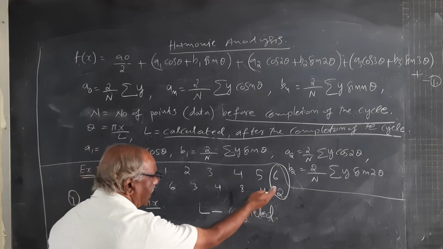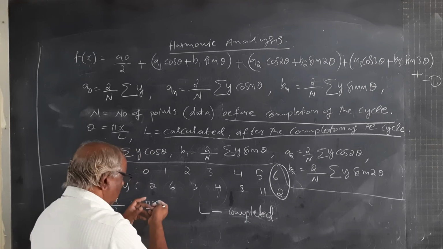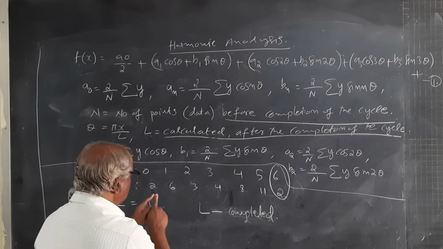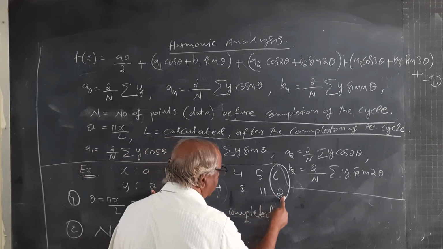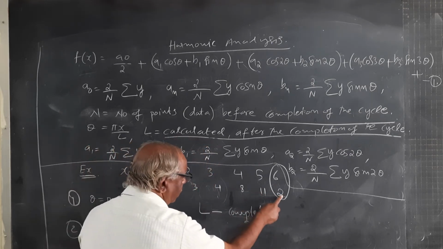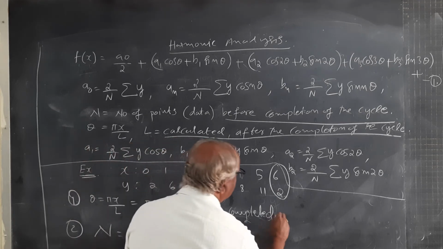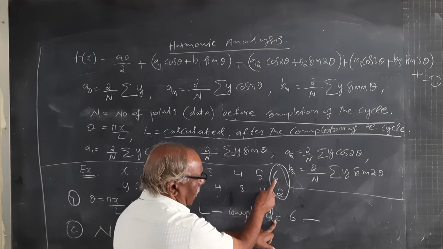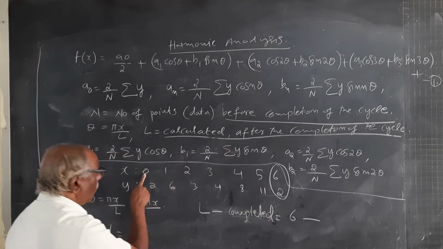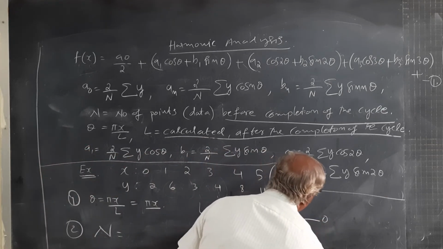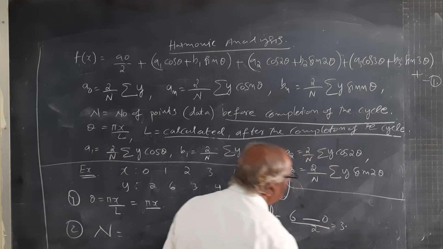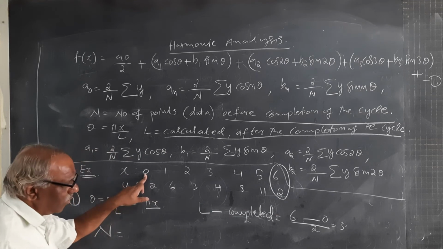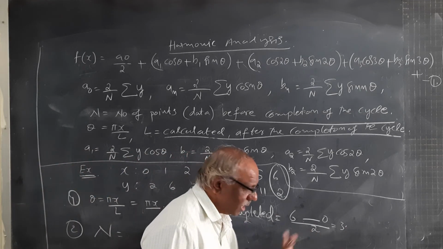Remember, whether you add something or not, I am not bothered. What I want is that the first output and last output should be the same. So now they are the same. Therefore, L is calculated like this. What is the upper limit? 6. Lower limit 0. 6 minus 0 by 2. L is equal to 3.